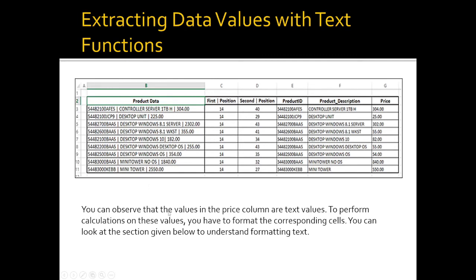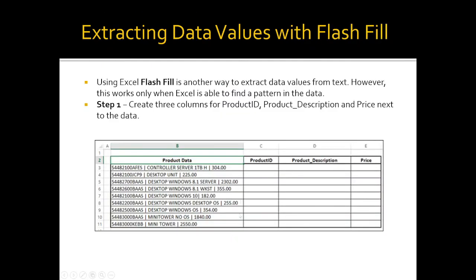So you can observe that the values in the price column are text values. To perform calculations on these values, you have to format the corresponding cells. You can look at the section given below to understand formatting of text. Now, extracting data values with Flash Fill. Using Excel Flash Fill is another way to extract data values from text. However, this works only when Excel is able to find a pattern in the data.